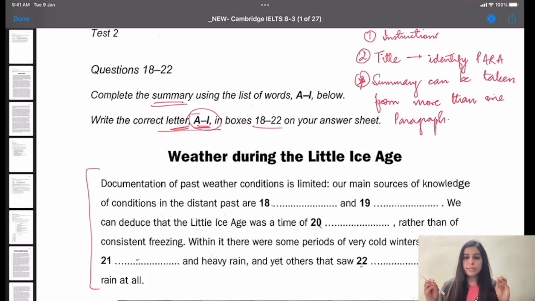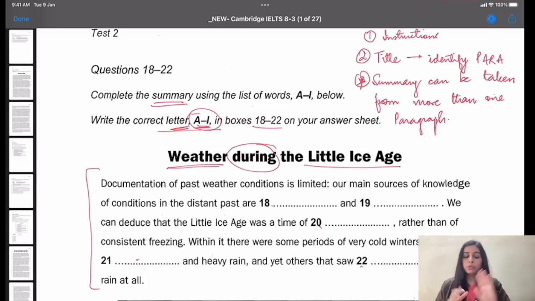Moving on to the title: Weather during the Little Ice Age. Of course it is talking about the Little Ice Age and what the weather was like during the Little Ice Age, not before the Little Ice Age, not after it. It is talking about the weather conditions or the climatic conditions during the Little Ice Age. So we have to look for a paragraph wherein they're discussing how the weather was during this particular period.